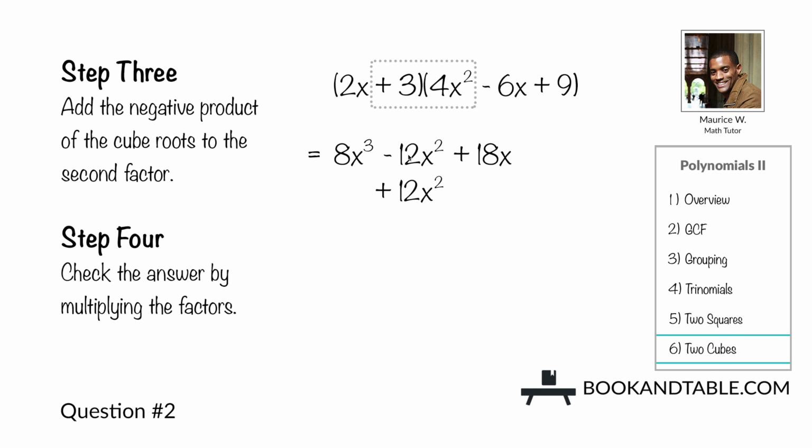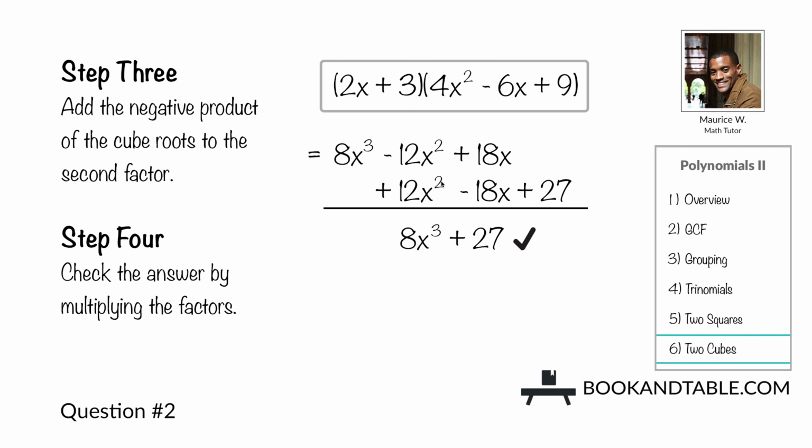Then we have 3 times 4x squared, which is positive 12x squared. So these terms will cancel each other out. 3 times negative 6x would give you negative 18x. That would cancel out with positive 18x. And positive 3 times positive 9 is positive 27. So once these four terms in the middle cancel each other out, we are left with 8x cubed plus 27, our original polynomial, thus confirming that we found the correct factors, 2x plus 3 and 4x squared minus 6x plus 9.